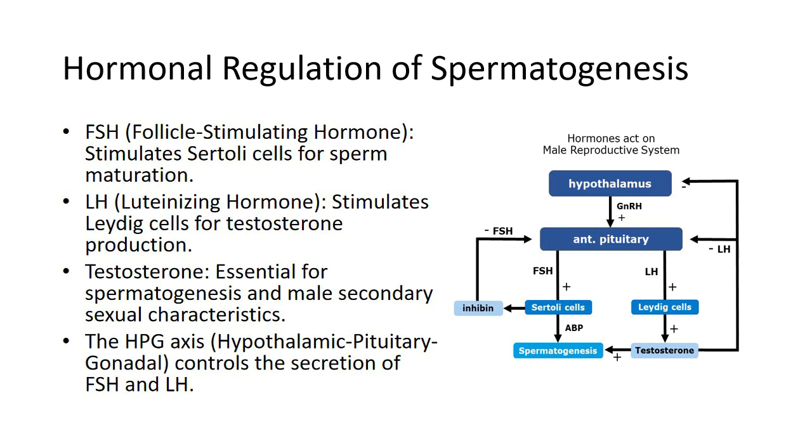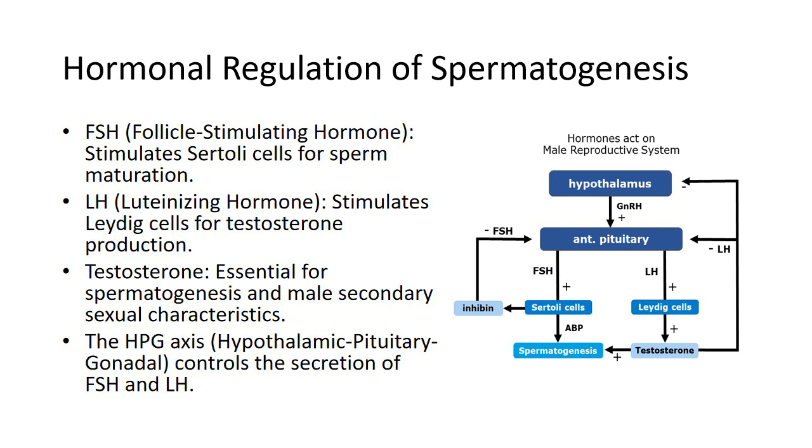Second, hormonal regulation of spermatogenesis. Spermatogenesis is regulated by a delicate balance of hormones, primarily from the hypothalamus, pituitary gland, and testes. Hypothalamic-pituitary-gonadal axis, HPG axis. The hypothalamus secretes gonadotropin-releasing hormone, GnRH, which stimulates the pituitary gland to release 2 key hormones: follicle-stimulating hormone, FSH.